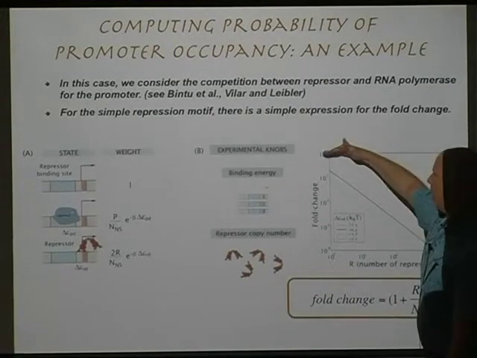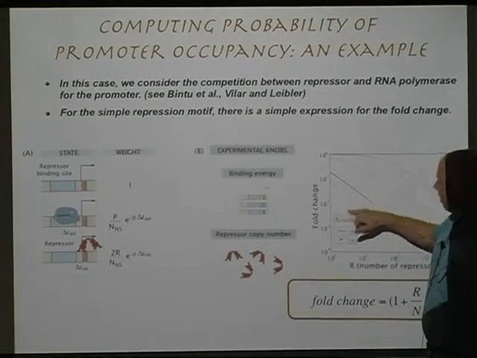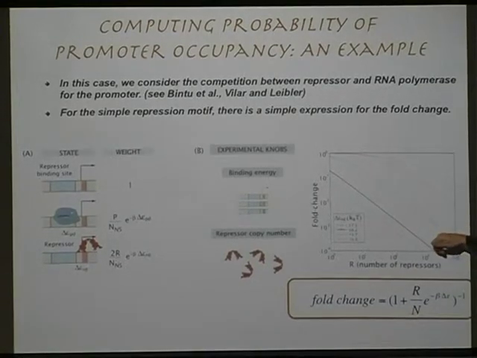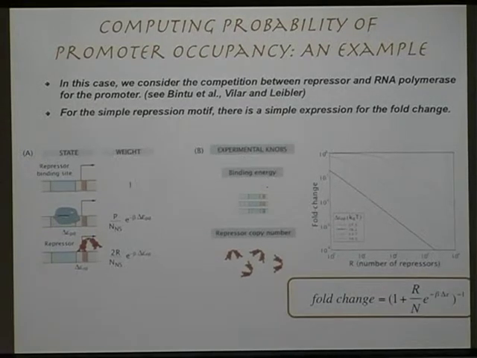Notice that this is 1, and then this is 10 to the minus 1. So I get 1/10, 1/100th, 1/1000th. So as I increase the number of repressors, I get less expression. The hierarchy of curves corresponds to different binding energies. So if I bind repressor more strongly, I don't need as many repressors around to get the same level of repression. Okay, so that's why there's a family of curves.